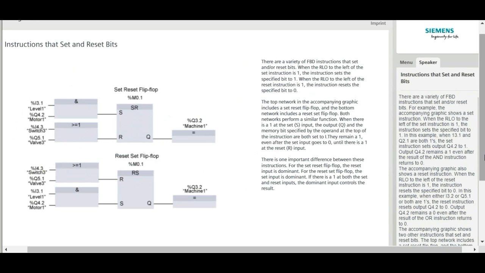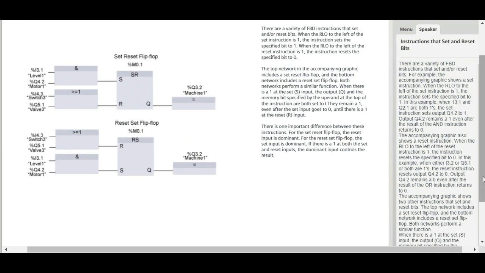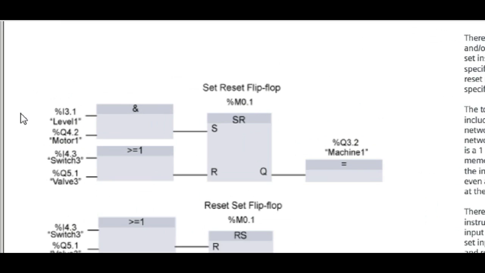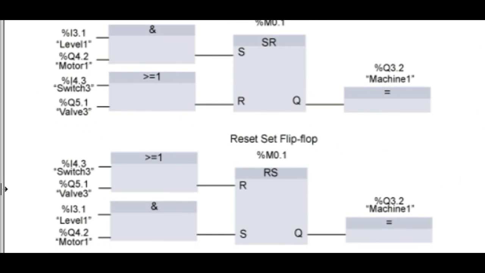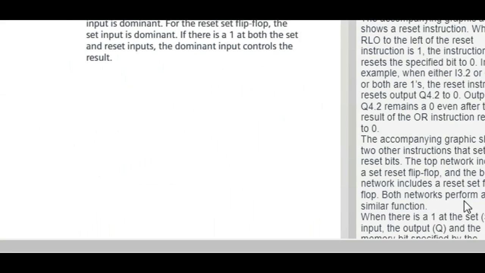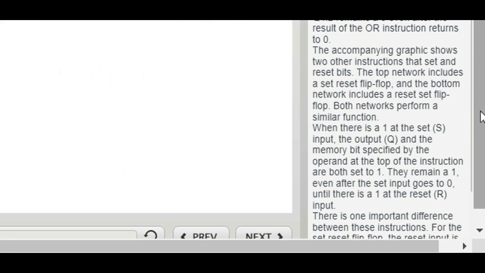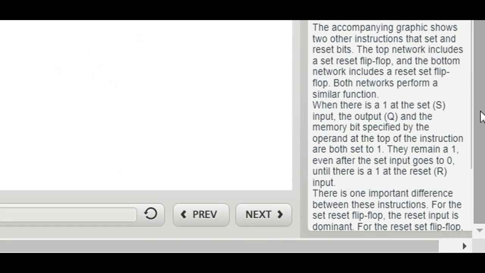The accompanying graphic shows two other instructions that set and reset bits. The top network includes a set-reset flip-flop, and the bottom network includes a reset-set flip-flop. Both networks perform a similar function. When there is a 1 at the set S input, the output Q and the memory bits specified by the operand at the top of the instruction are both set to 1. They remain a 1 even after the set input goes to 0 until there's a 1 at the reset R input.